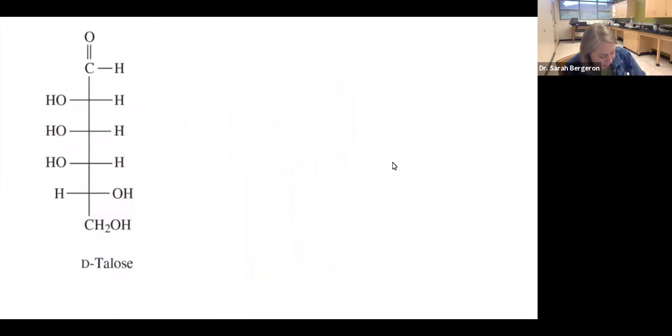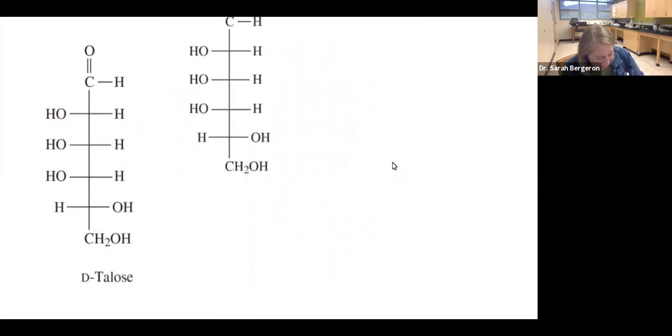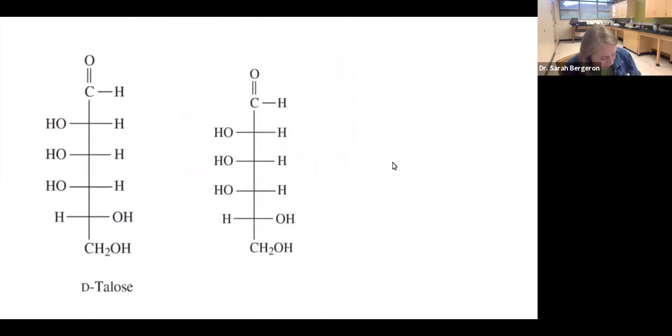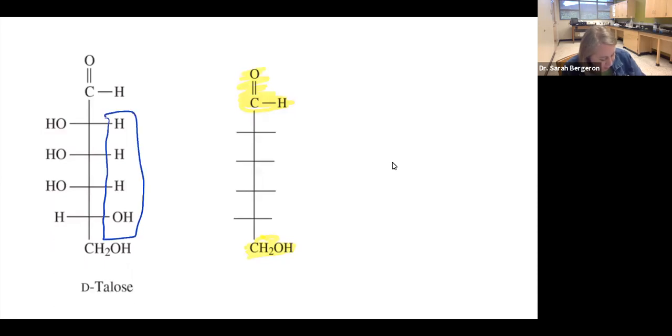I'm going to cheat again. Just copy everything except you change the stuff that's attached to those chiral carbons. So I'm going to go in and erase. Be careful not to erase the things that are up here. Don't erase any of this. Leave that alone, okay? Now I'm going to take everything that's here and put it here.